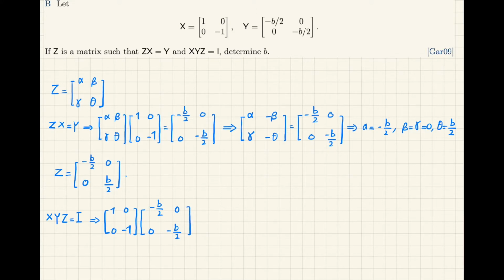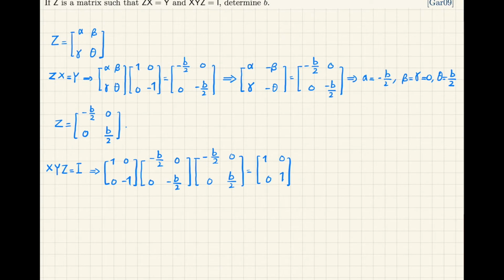And then instead of z, I just plug in what I got right now. This is supposed to be the identity matrix, 2 by 2, so this is this matrix. But now on the left-hand side, I have the product of 3 matrices, but I know that matrix multiplication is associative, so it doesn't matter if I multiply these two first and then multiply the answer by the third matrix. Okay, so I will multiply these two first.